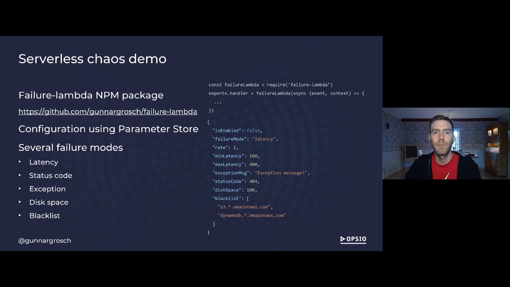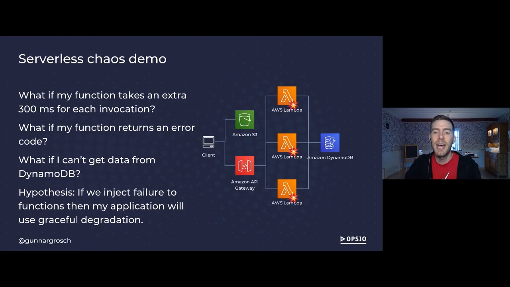So with that, let's imagine that we have our steady state set and we know how the application normally behaves. So let's create a simplified hypothesis. What if my function takes an extra 300 milliseconds for each invocation? What if my function returns an error code? What if I can't get data from DynamoDB? And the hypothesis here is that if we inject failure to functions, then my application will use graceful degradation.